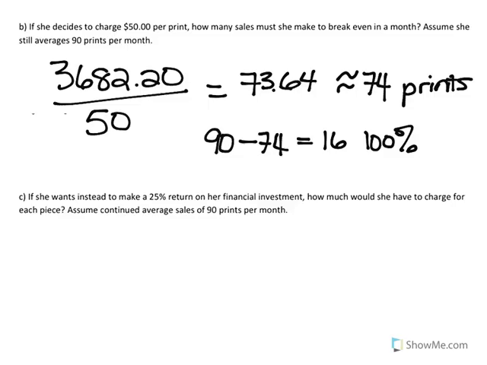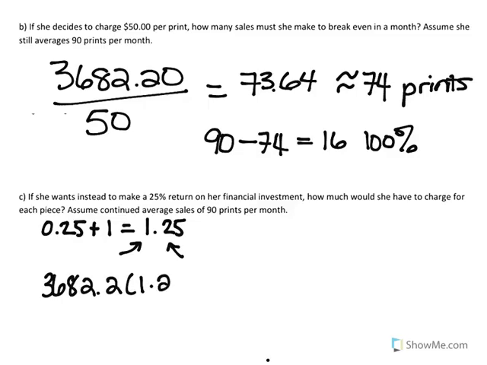Okay, if she wants to make a 25% return on her financial investment, how much would she have to charge for each piece? We're still doing that 90. So we figure out 25%, so 0.25, and we add 1 to it to make it 1.25. This tells us the 100% of what she made plus the 25% extra. So we take those expenses, 3682.2, and times it by 1.25. She would need to make $4,602.75 to make a 25% return.